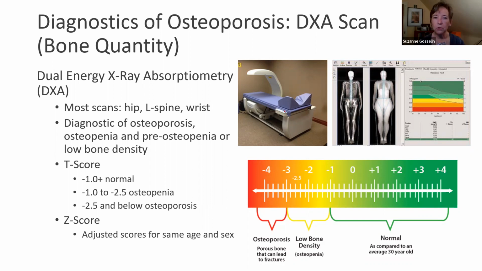If your T-score is -2.5 or below, then you do have porous bone that can lead to fracture, and you probably will be prescribed a medication as an option. We're going to talk more about those. And we're also going to talk about what you can do naturally to support your bone health and improve your bone density by 40% or better.